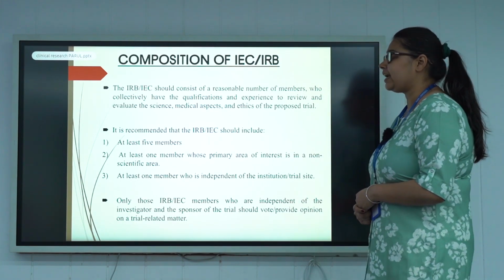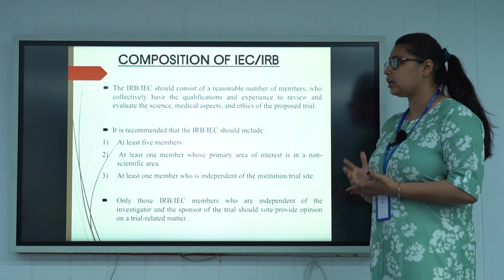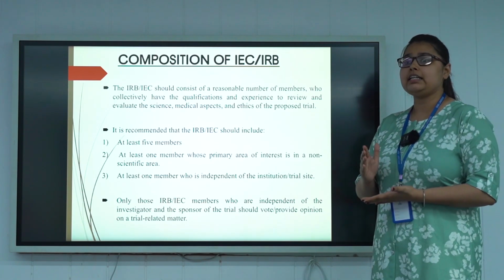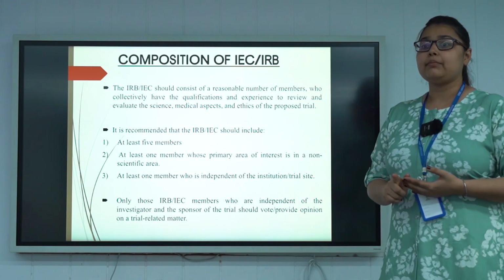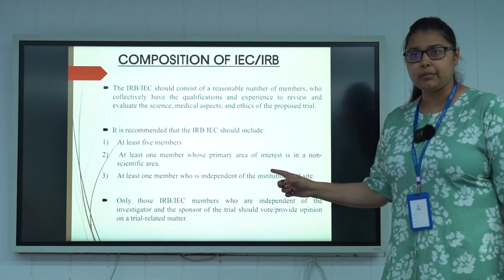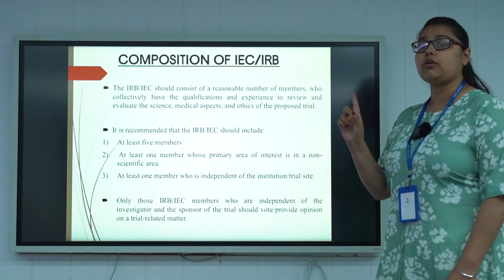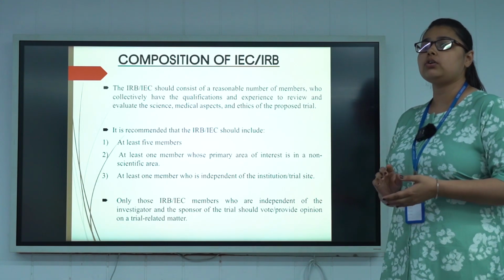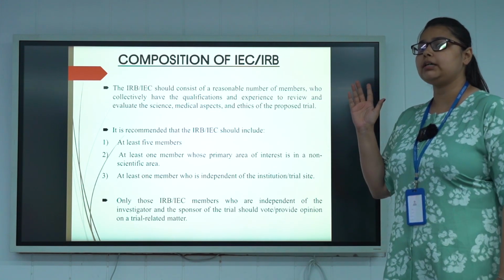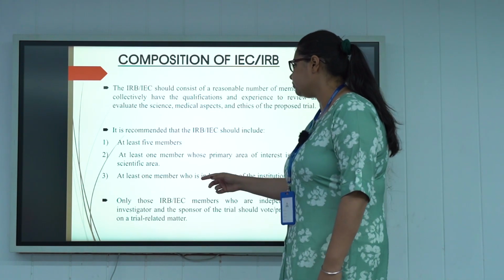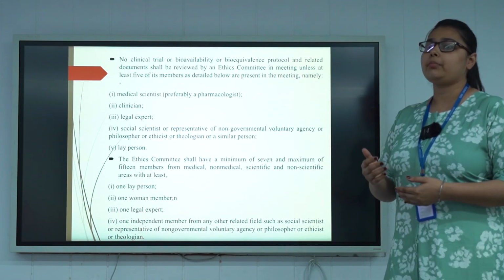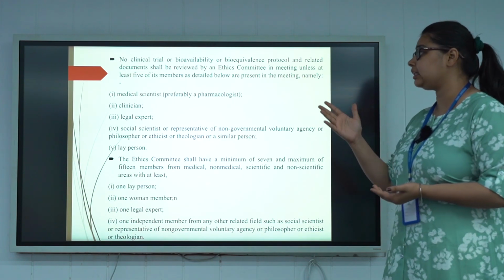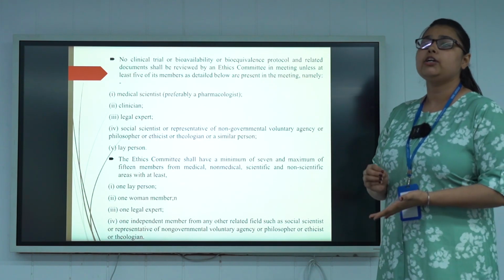So what is the composition of IEC IRB? Any member of IEC IRB should be equally qualified in medical scientific aspects. It is recommended that IEC IRB should have at least 5 members, out of which 1 member should be from non-scientific area, 1 member should be from scientific area. Only those members who do not have any conflict of interest should vote for whether the protocol is approved or not. So no clinical trial or bioavailability study could be conducted before review by its 5 members. These are the main 5 members that should be present to maintain the quorum.